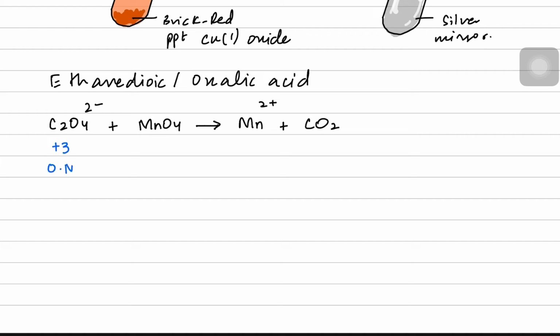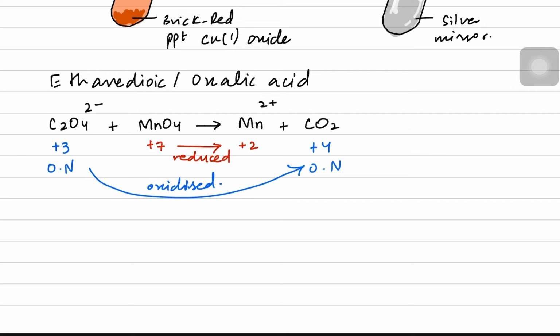Based on the oxidation number, you can see that the carbon oxidation number changes from +3 to +4, which means it's oxidized. So the carbon atoms are oxidized, and the manganese atoms are reduced because their oxidation number changes from +7 to +2. The whole idea is that these two acids can be oxidized.